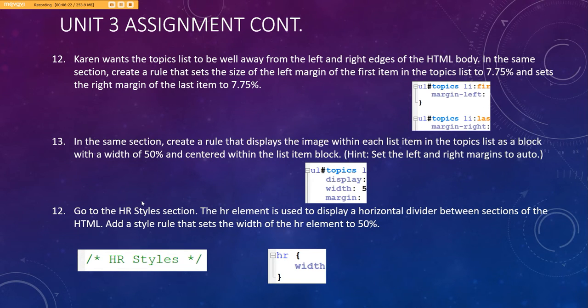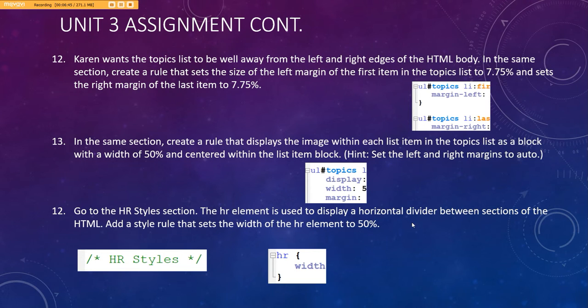In the same section, create a rule that displays the image within each list item in the topics list as a block with a width of 50% and centered within the list item block. Hint, set the left and right margins to auto. And here's the example.